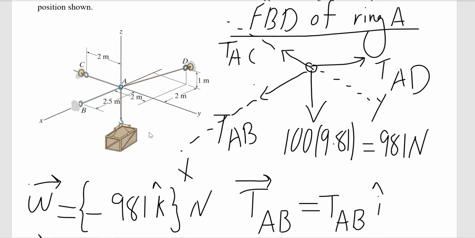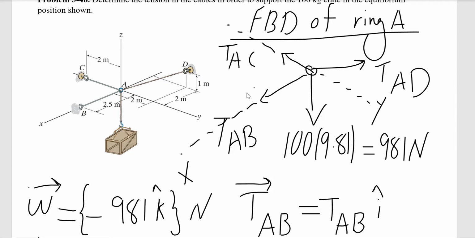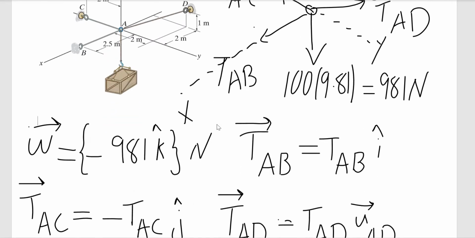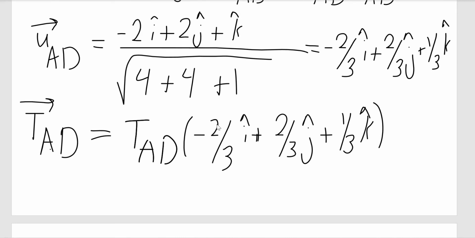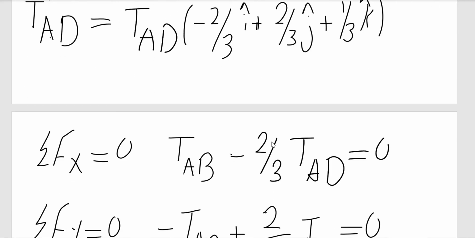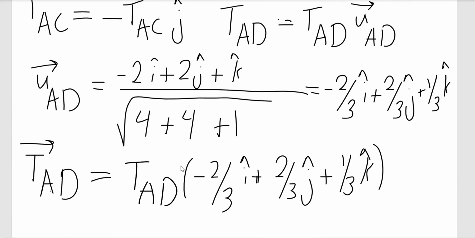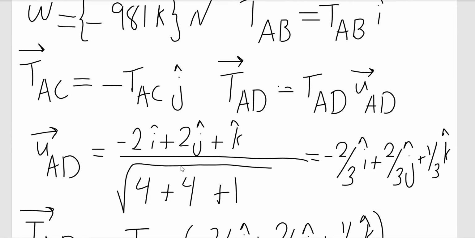So in this problem, the two tensions were towards x and y axis, so that was very simple to write in Cartesian form. But the force TAD was in 3D, and first we had to write it in Cartesian form, and once we have it in Cartesian form, then simply for summation of forces in x, we just add the x component. For y, we add the y component, and for z, we add the z component, and all of them should be equal to 0. Then we will find the unknown.